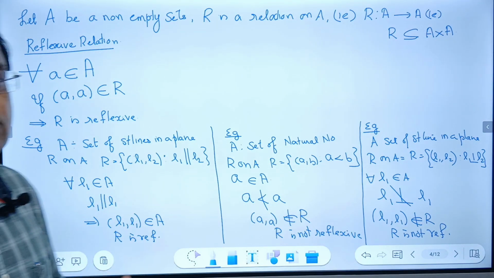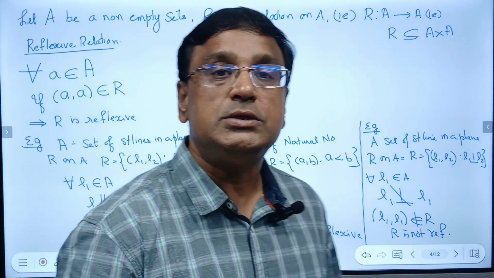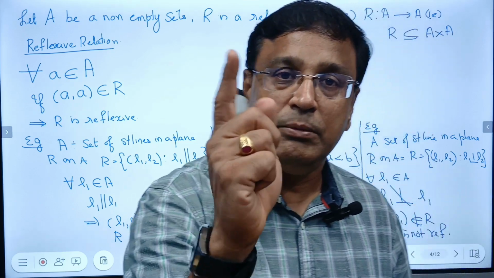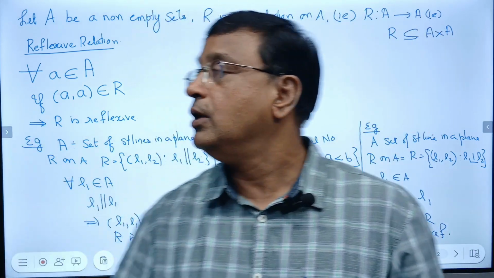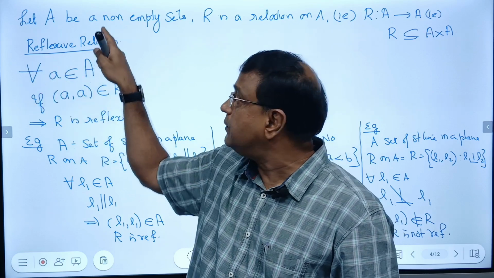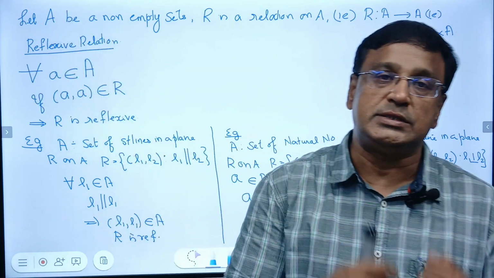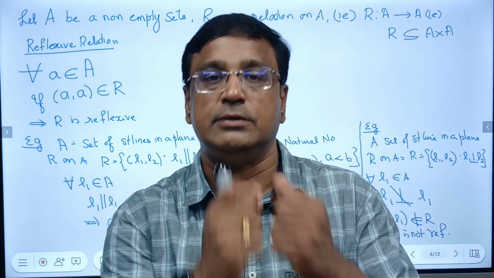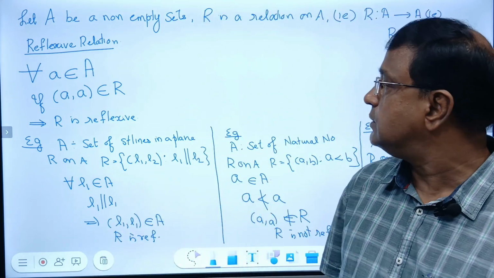So in reflexive, what happens? All elements of A should be related to themselves. Even if one element is not related, it is not reflexive. That is why I said all the elements of A should be related to themselves. If it is not related to itself, it cannot be reflexive. Are you clear with the reflexive relation?